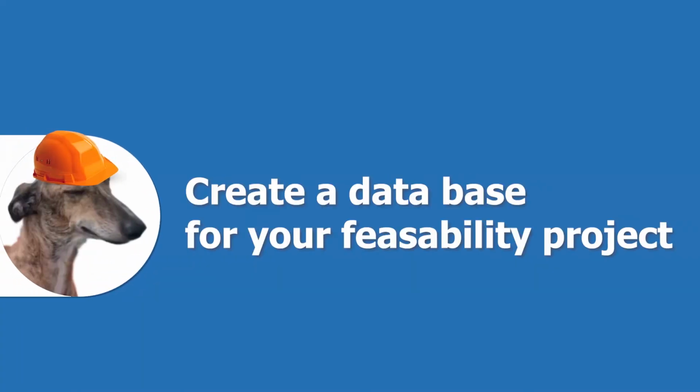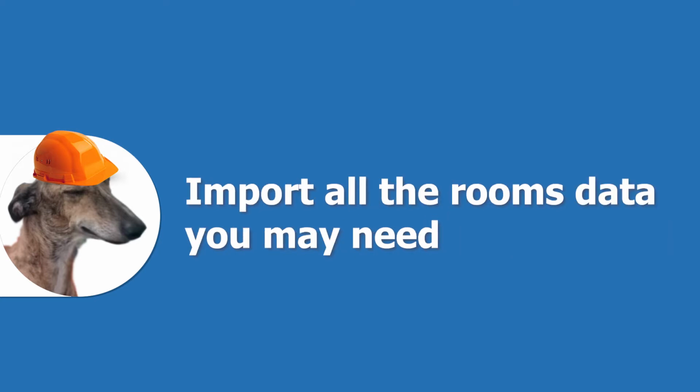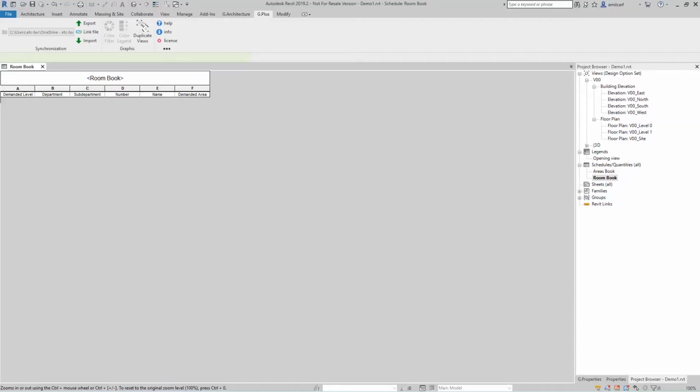You're now going to integrate the client demands into your feasibility project, like the areas, the functional program, or the finishes of floor and ceilings, for instance. The first step is to create a database for all the data you need. This information is stored in elements of the categories, rooms, or areas.